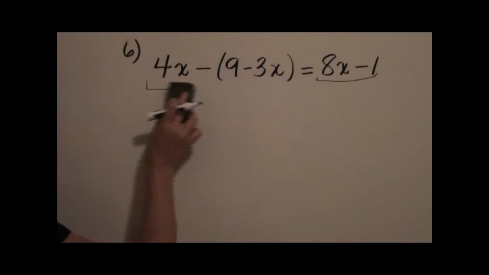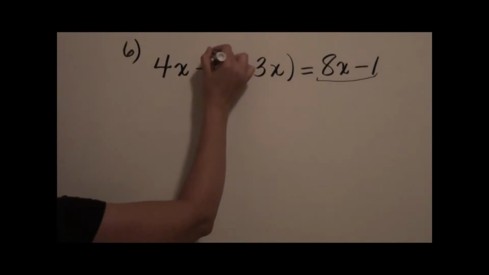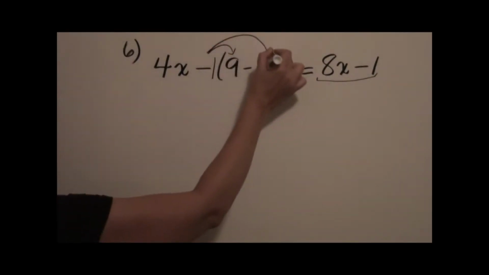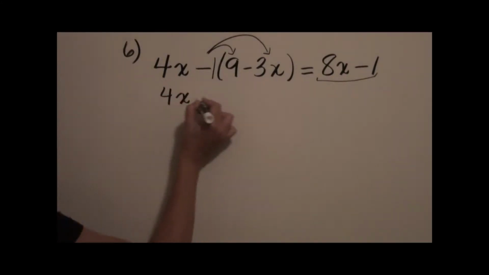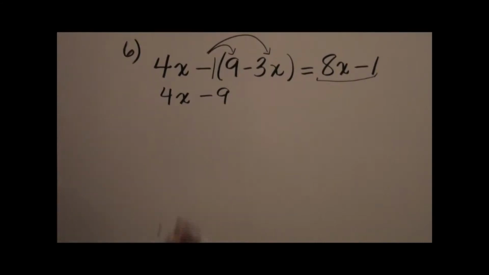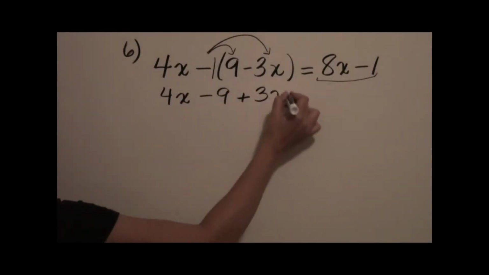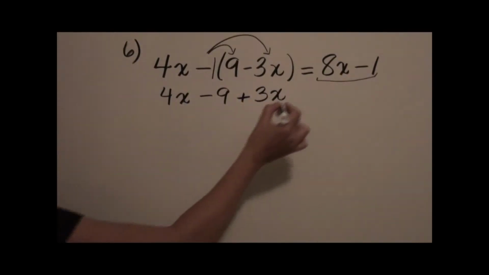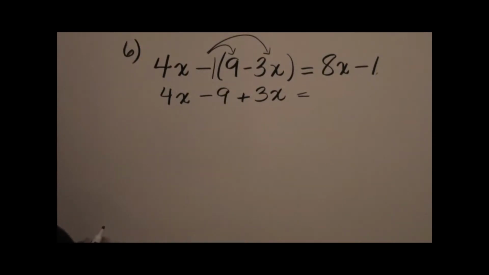When we have just a negative sign on the outside, you can think of it as distributing a negative and just changing the signs of what's inside. Or you can actually write a 1 there to say I'm multiplying everything by a negative 1. I'm left with 4x minus 9, because negative 1 times 9 gives me minus 9. Negative 1 times negative 3 gives me plus 3x. Equals 8x minus 1.